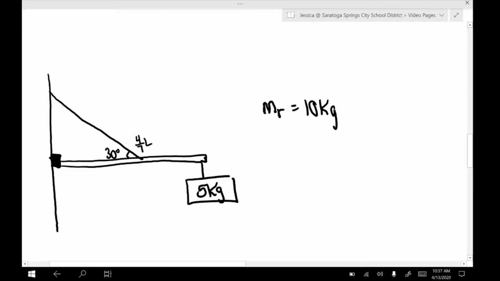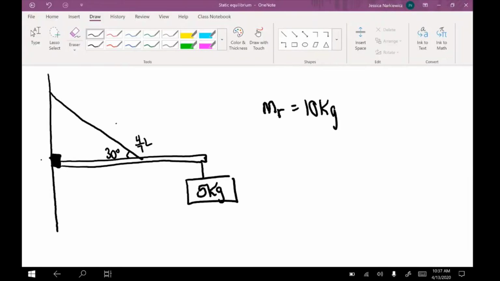4/7 L. Why not? Okay. So with these sign problems, we're often looking for the forces from the hinge or the tension in the cable, or a little bit of both. Okay, so let's draw a free body diagram.